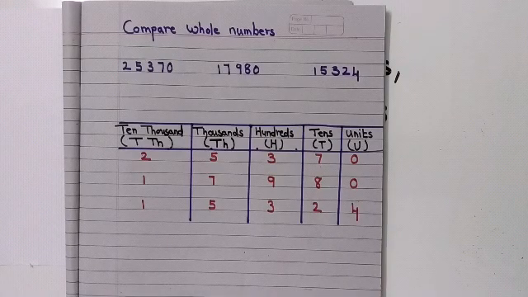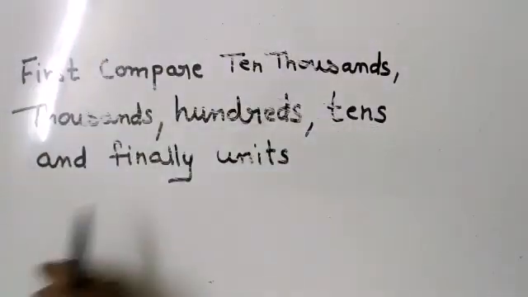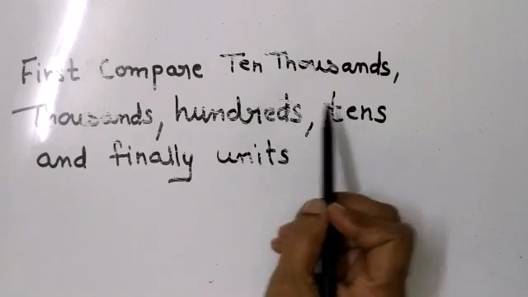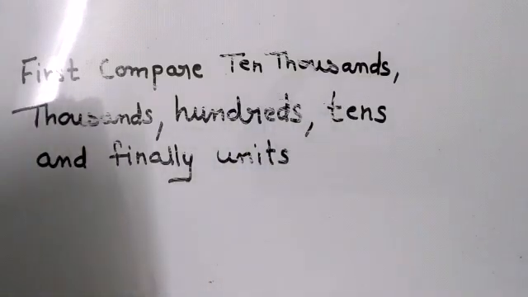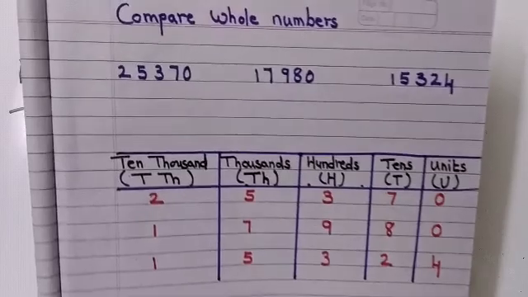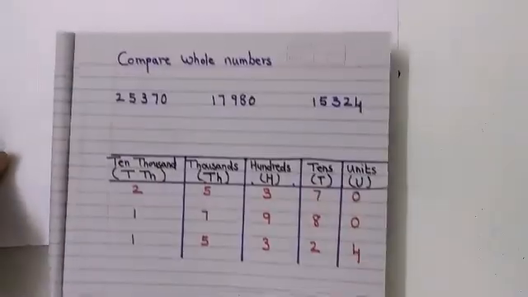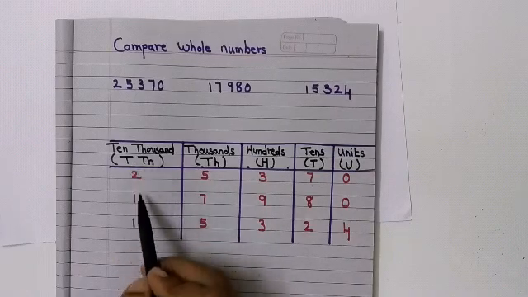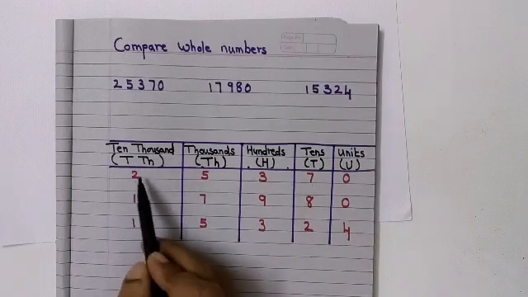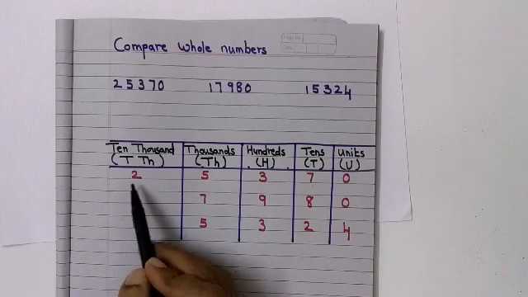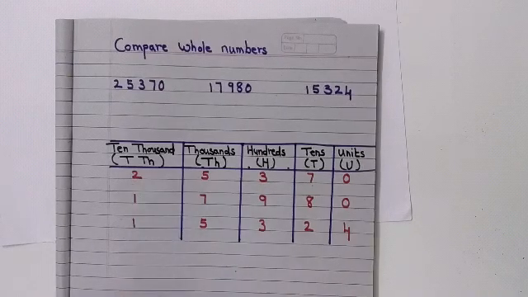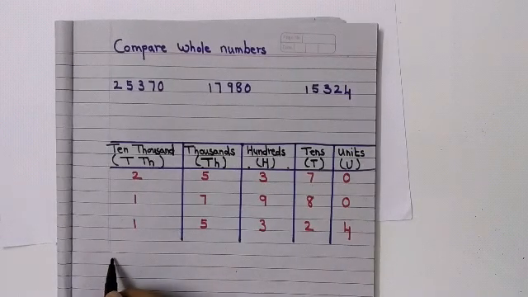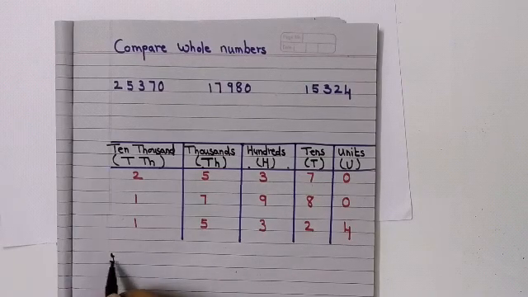Now pay attention to what we are going to do. As I told you, children, first we are going to compare the 10,000s place, from the high order. So let's compare. Let me just cover this. Now you see this 10,000s place. Which digit is big, children? 2.